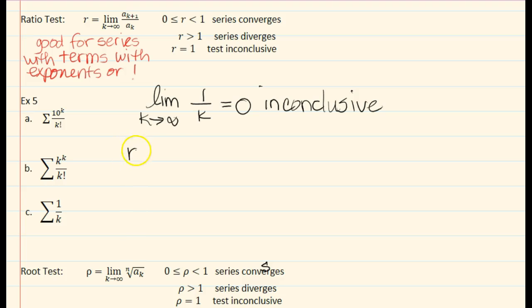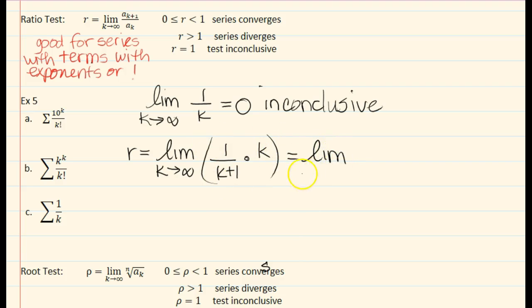So we want to go ahead and use the ratio test. When we do our ratio test, we're going to find the limit as k goes to infinity of 1 over k plus 1 multiplied by the reciprocal, k. So we're finding the limit as k goes to infinity of k over k plus 1, and we can see that that's going to equal 1. Because that's equal to 1, this test is inconclusive.